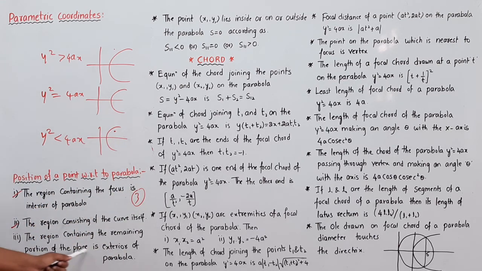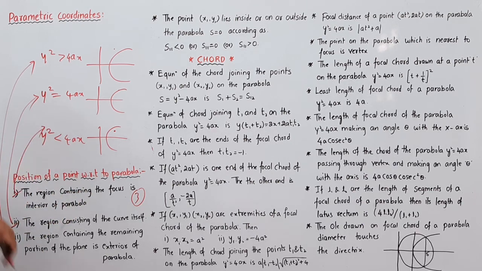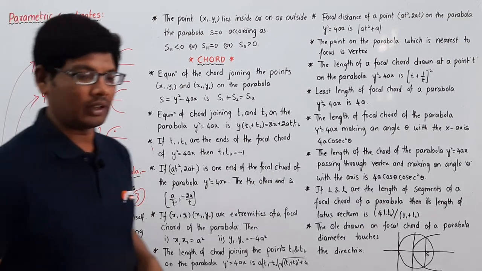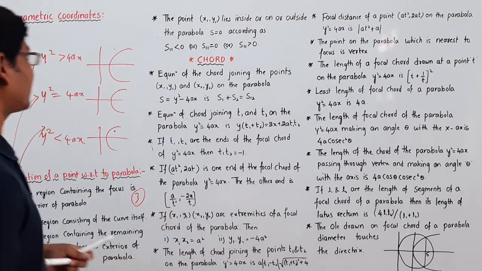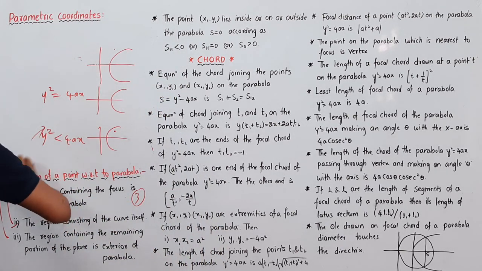So the region containing the remaining portion of the plane is the exterior of the parabola. This is the exterior, and the region consisting of the curve itself is y square equal to 4ax, and the region containing the focus is the interior of the parabola, this one. So we have 3 different types of regions with respect to a point.